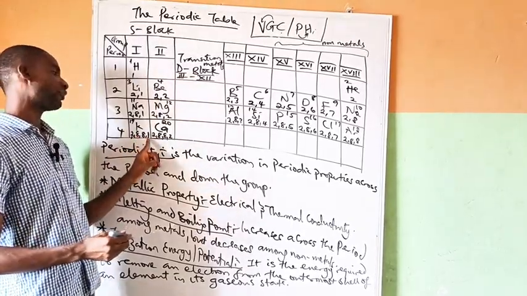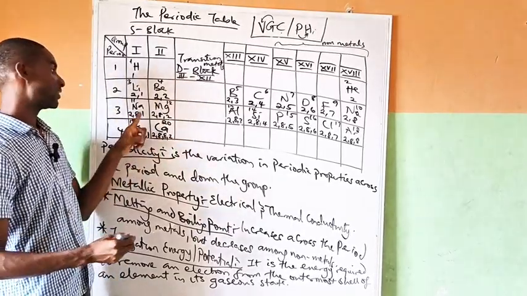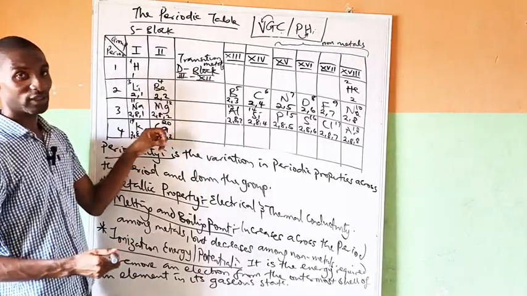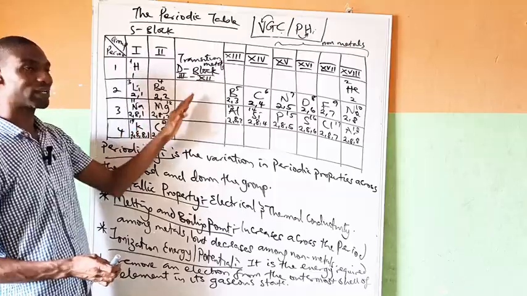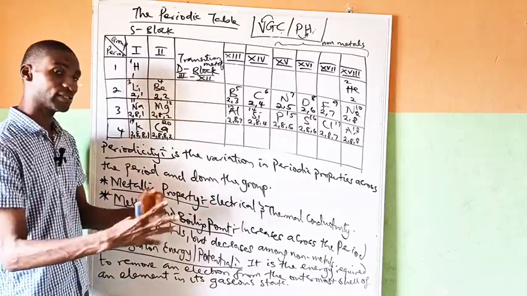So it's easier for this guy to give away 1. It's easier for sodium to give away 1. Therefore, these metals take part in reactions by donating electrons.